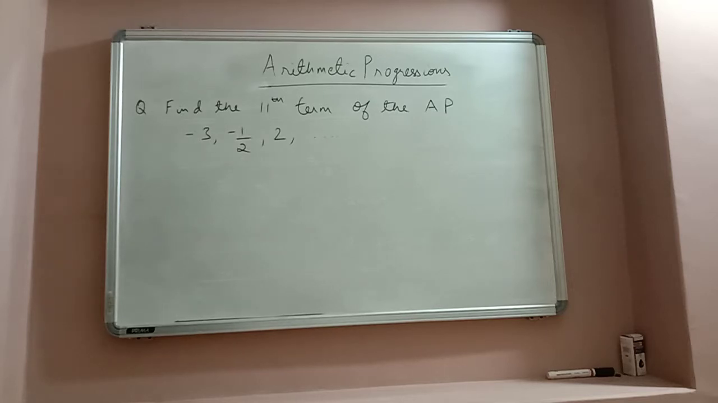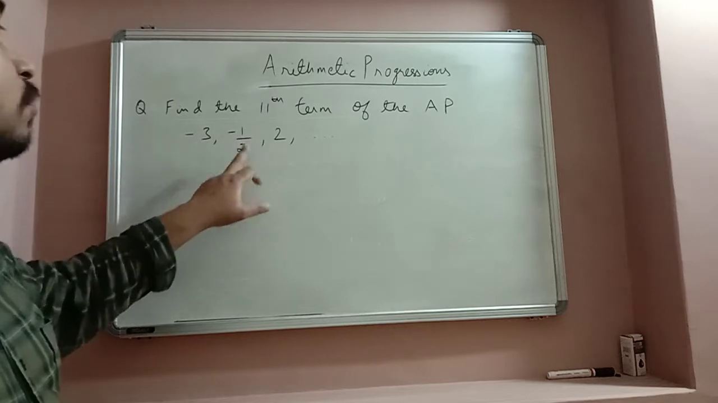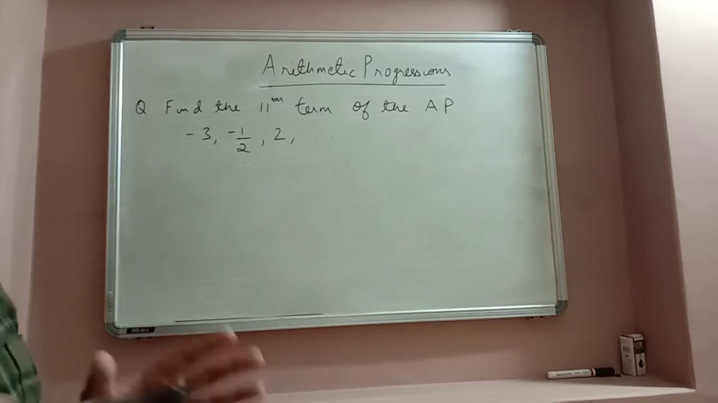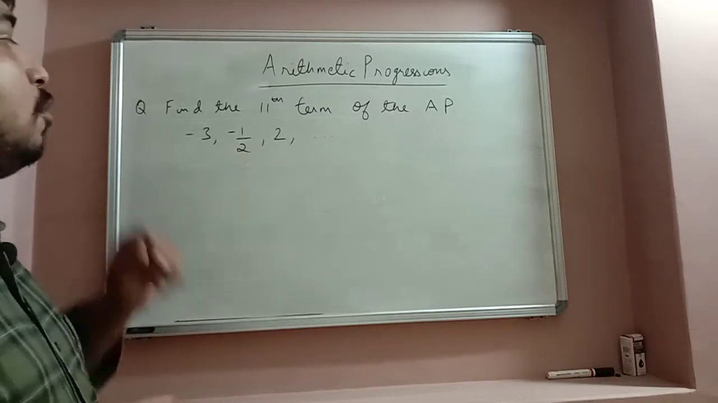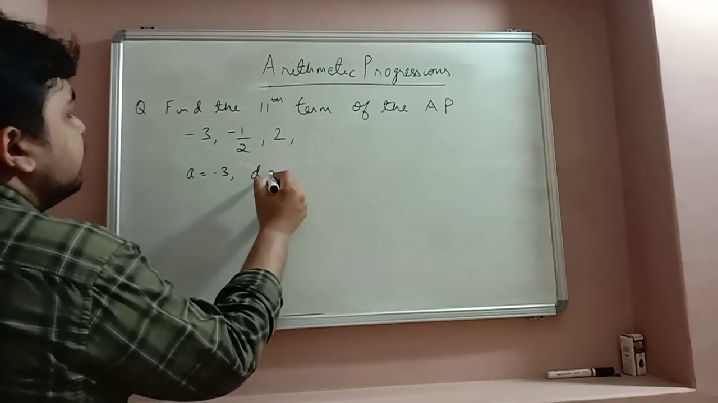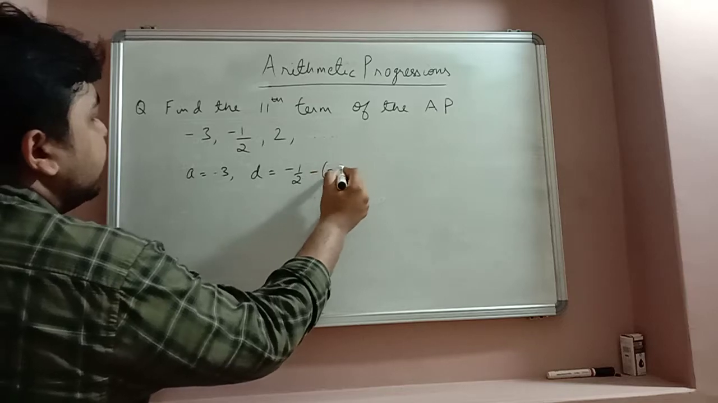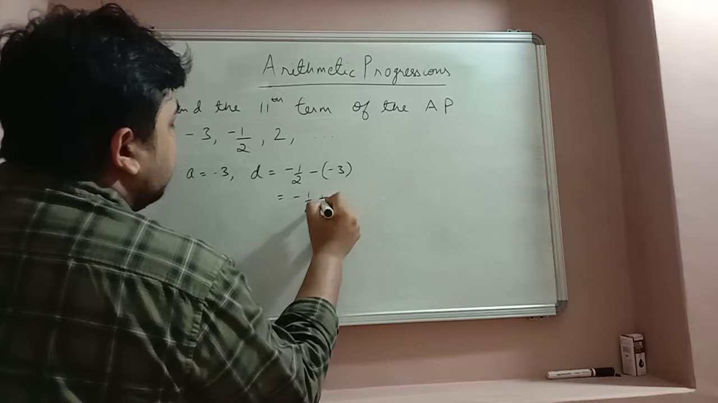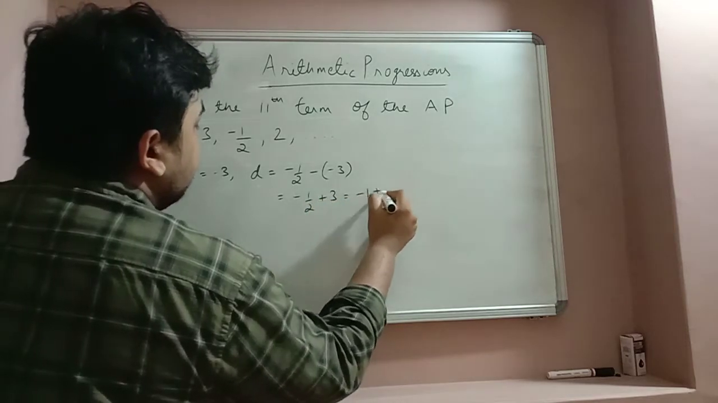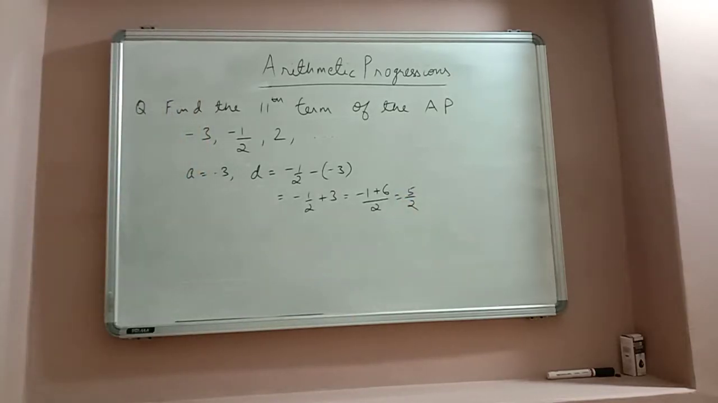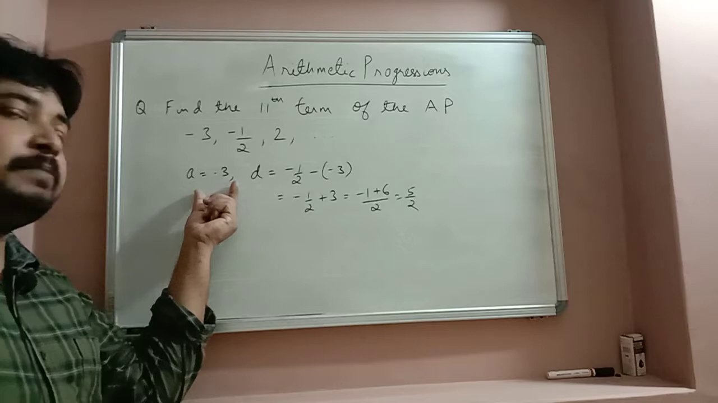Alright students, let's take up this question. The question says, find the 11th term of the AP minus 3, minus 1 by 2, 2. Now first and foremost we need to write down the values of a and d. a is our first term and d is our common difference. So a here is minus 3 and d is minus 1 by 2 minus (minus 3), the difference between any two consecutive terms. So this is minus 1 by 2 plus 3. This turns out to be (minus 1 plus 6) by 2, which is equal to 5 by 2. So the common difference comes out to be 5 by 2 and our first term is minus 3.